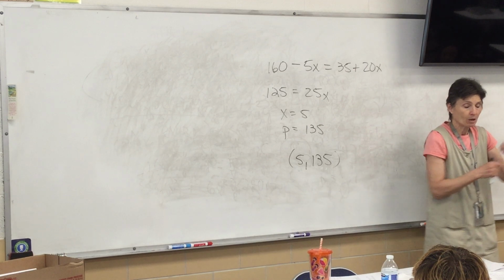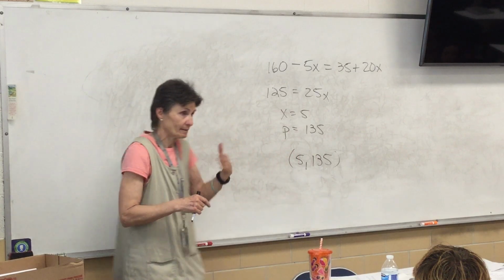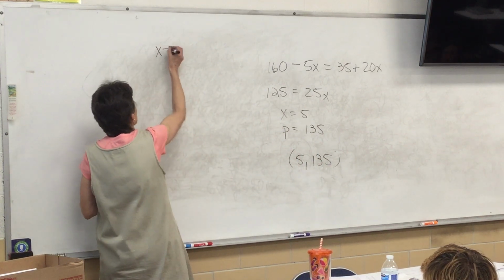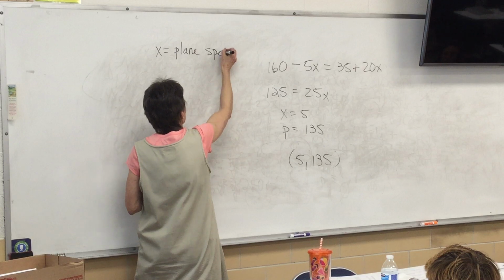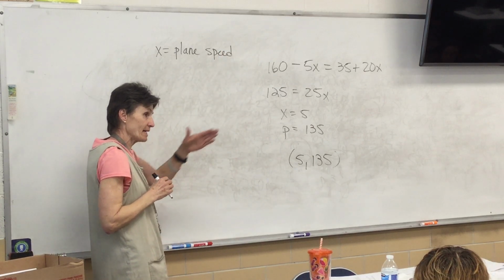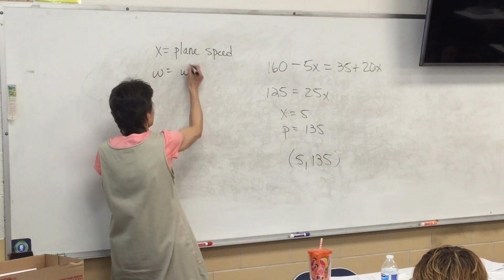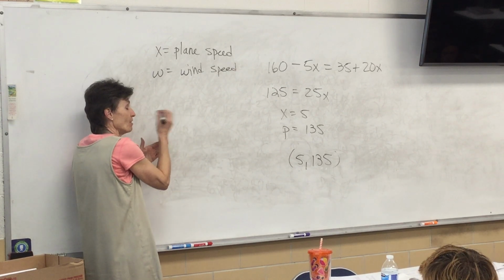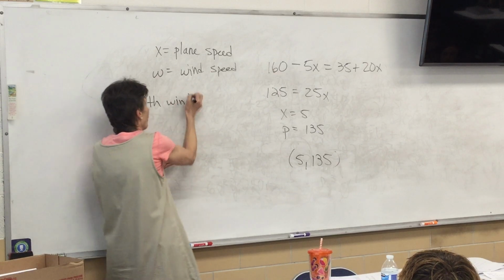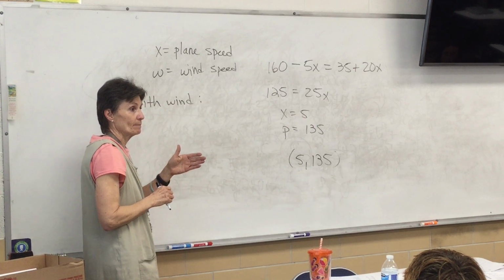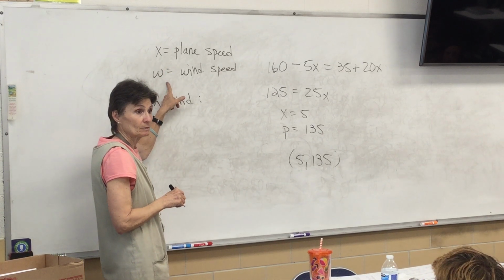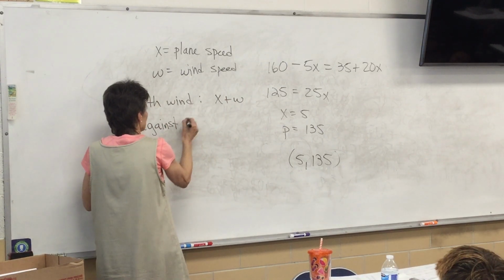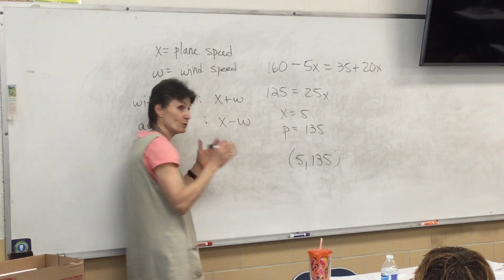Are you okay with that? Okay. So if I'm the airplane flying at a speed of, well, it doesn't tell me, so I'm going to say X is the plane speed. If I'm the airplane and I'm flying X, and the wind speed is W, and we're going in the same direction, in other words, I'm with the wind, what will my speed be? Won't it be X plus W? And if I'm against the wind, it will be X minus W. Does that make sense to you?